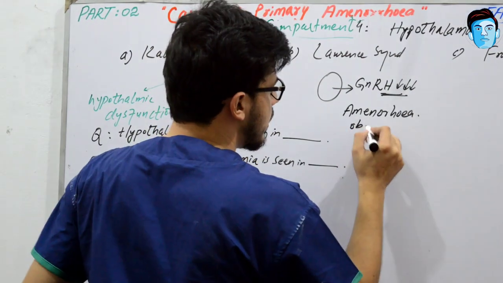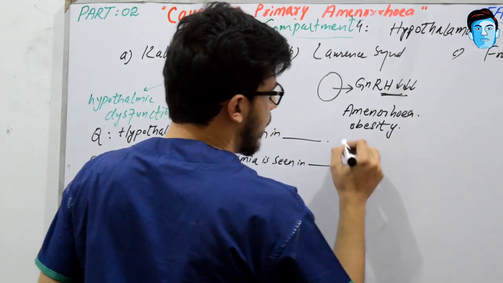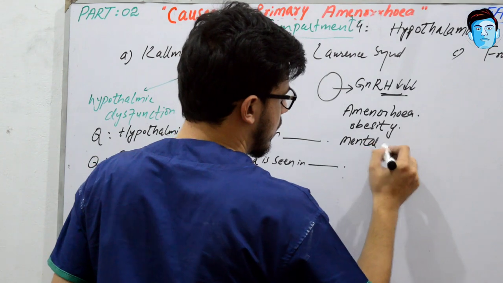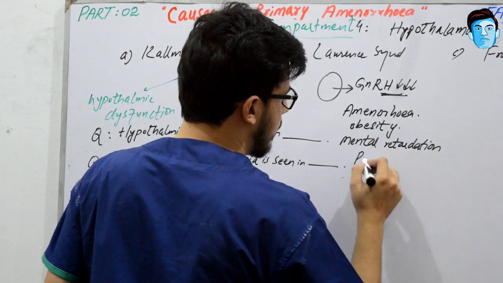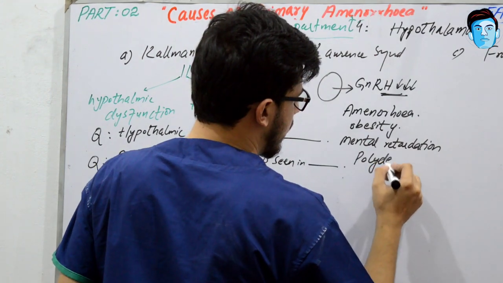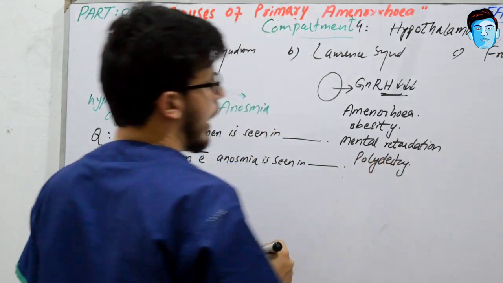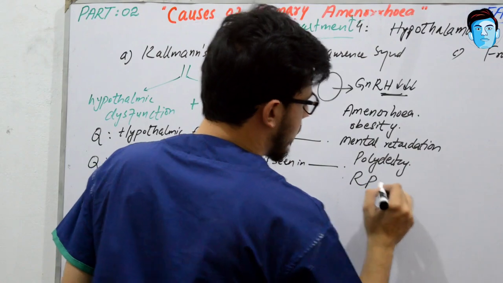The patient presented with obesity, there will be mental retardation, there will be polydactyly, and there will be retinitis pigmentosa.